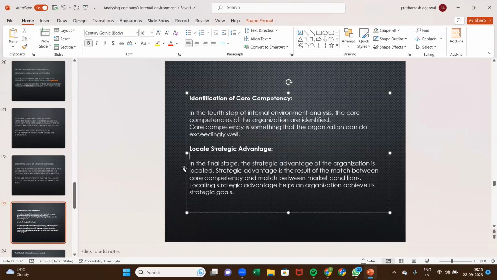For example, we keep on telling you, okay, now students, you're running SIPs, what is required in the market to get a job? That means what we are doing, we are matching your core competencies according to the market conditions. So we tell you, okay, finance students, see that you know Tally, GST, and Excel, advanced Excel. It is a need of time. So you need to have this core competency in order to be in the job market. Locating strategic advantage helps an organization achieve its strategic goals. All right.